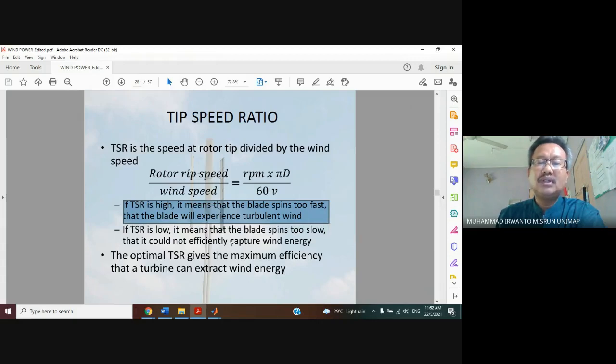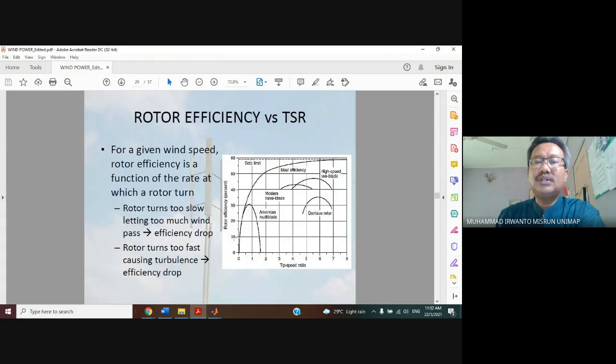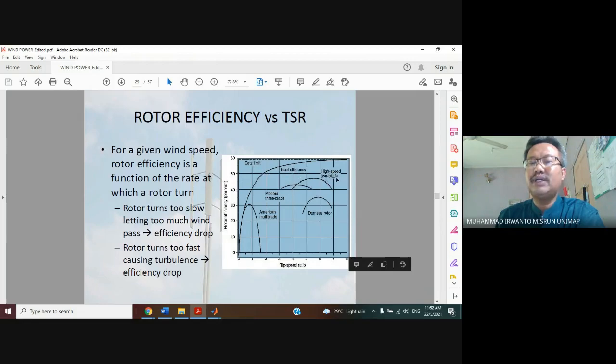Now, the condition we can indicate by some graph here using, for example, the Betz limit, ideal efficiency, high speed two blade, then modern three blade, the Savonius rotor, and American multi blade. The horizontal axis is the tip speed ratio. If it is high, the rotor blade spins too fast. Now, how about the efficiency?